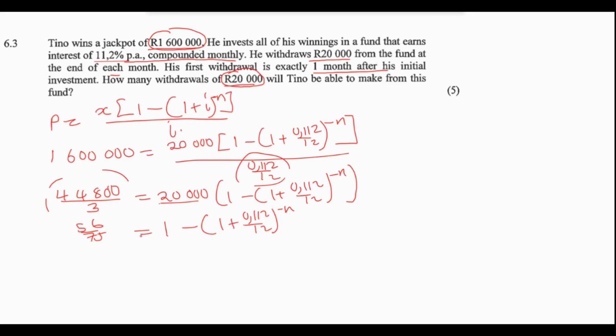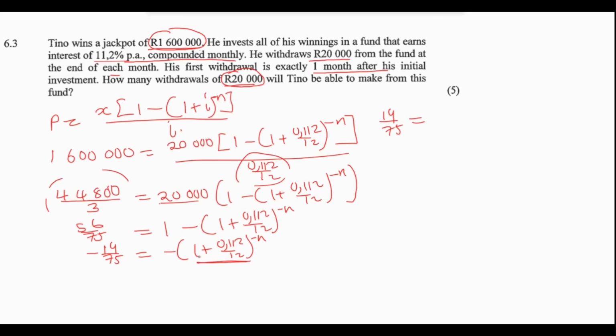Right? And then subtract 1 from both sides of the equation. Subtract 1 from both sides. What do you get? You get negative 19 over 75 is equal to negative 1 plus 0.112 over 12 to the power negative n. Right, divide by negative 1 both sides, you're getting what? 19 over 75 is equal to, we can simplify this.